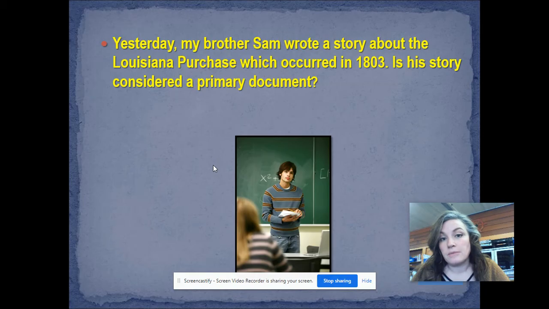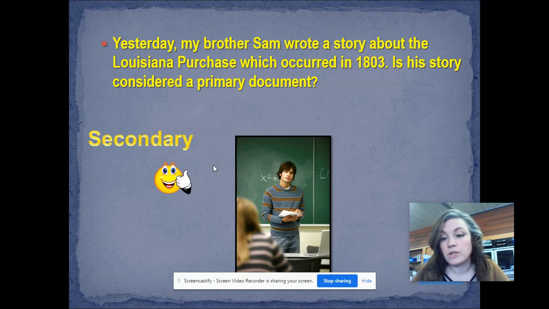So, the Louisiana Purchase happened in 1803. This paper was just written yesterday. Would it be primary? And the answer to that is no. It would be secondary source written long after when that took place.